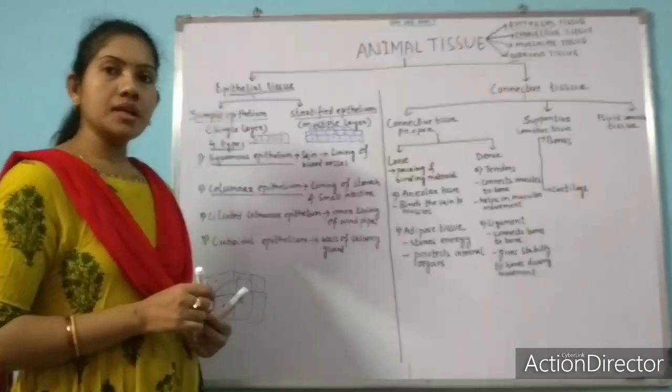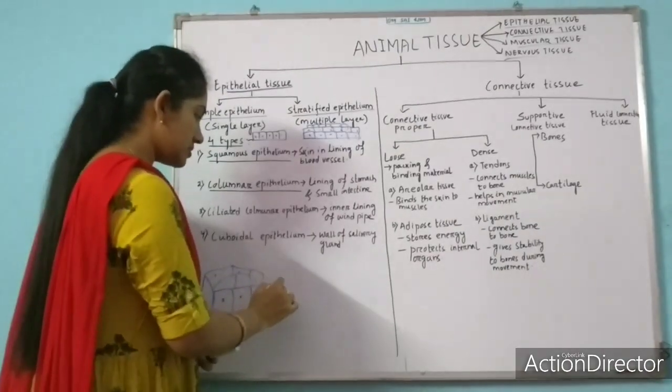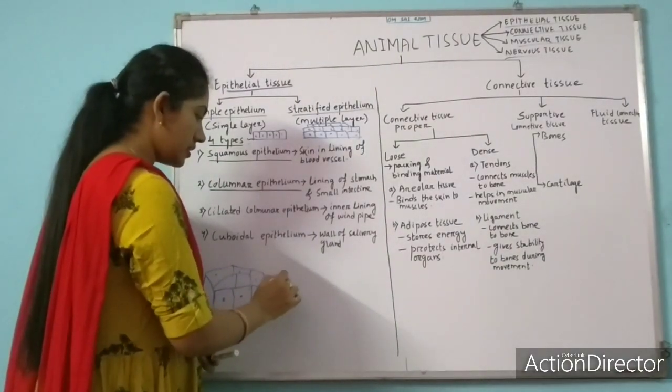Now come to columnar epithelium. Columnar epithelium, as the name suggests, is just like columns, like this.